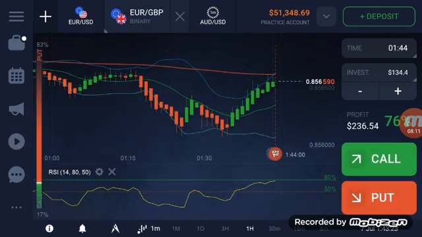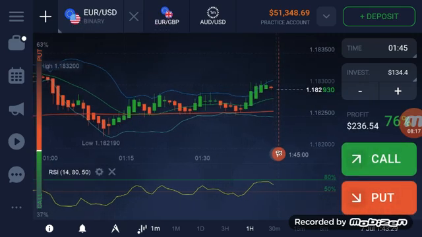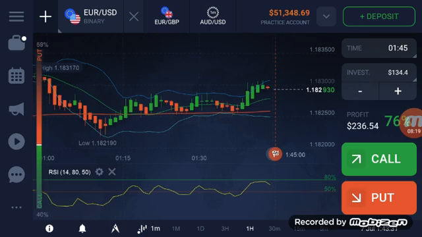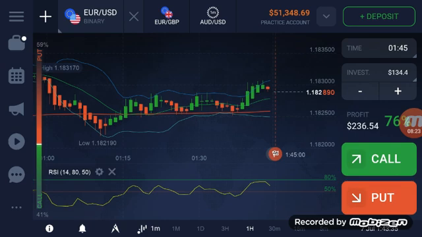Looking at another market, Euro GBP, looking at Euro USD. Looks like the market's gonna bend here, so I'm gonna go with probably the same 134. Oh, it dipped. Going to call.